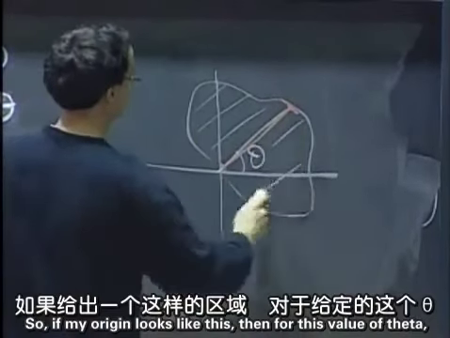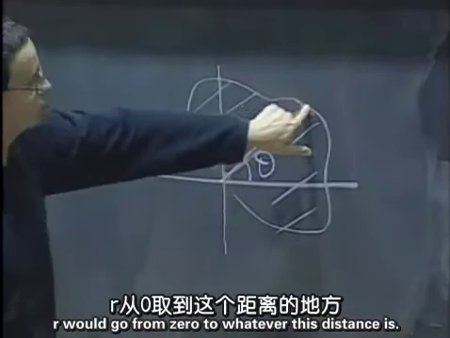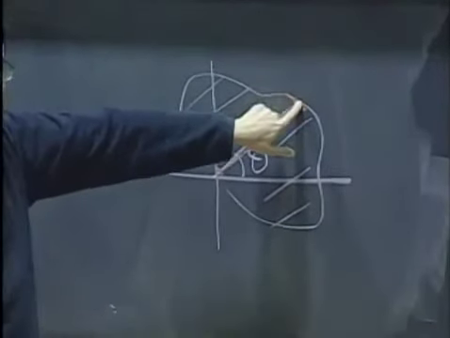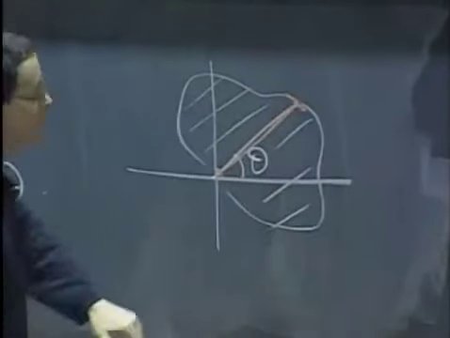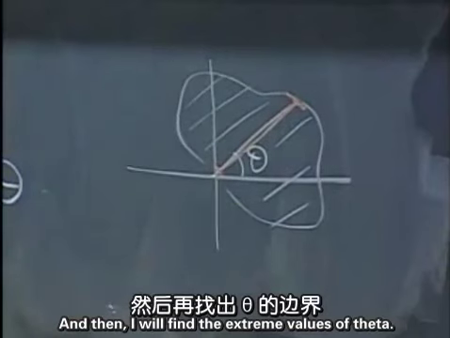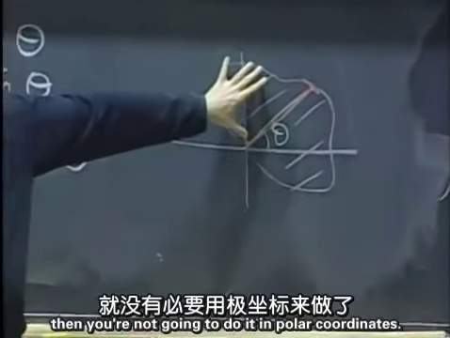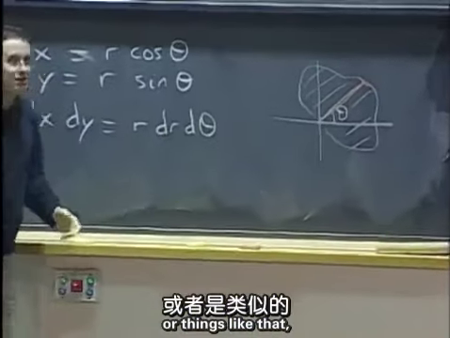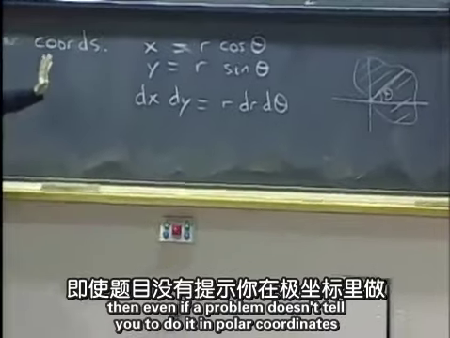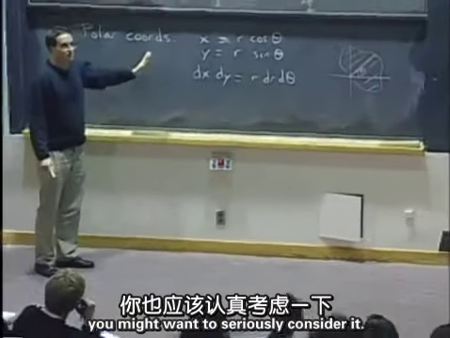So if my region looks like this, then for this value of theta, r would go from 0 to whatever this distance is. And of course, I have to find how this distance depends on theta. And then I will find the extreme values of theta. Now, of course, if the region is really looking like this, then you're not going to do it in polar coordinates. But if it's like a circle or a half circle or things like that, then even if the problem doesn't tell you to do it in polar coordinates, you might want to seriously consider it.